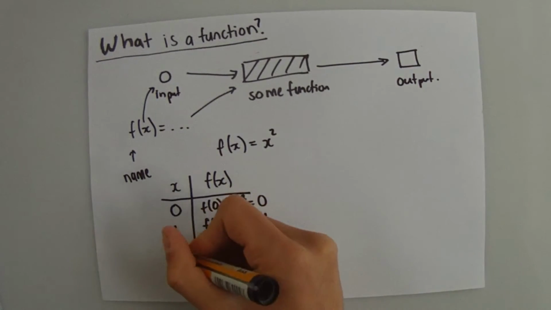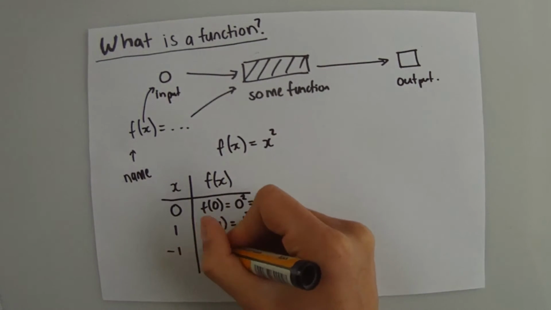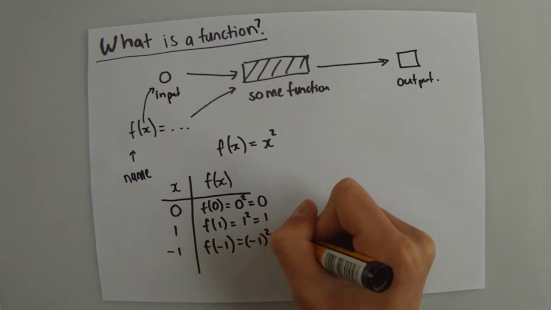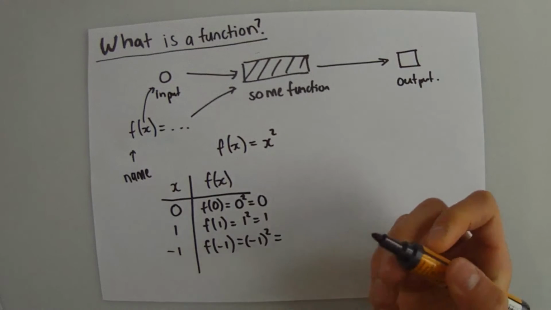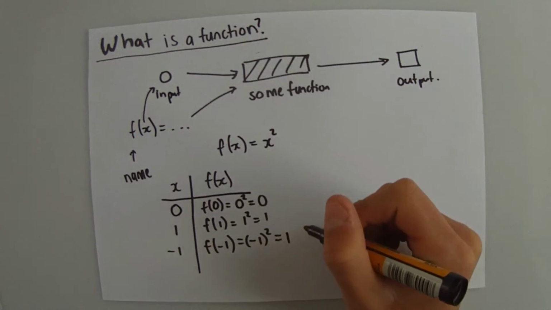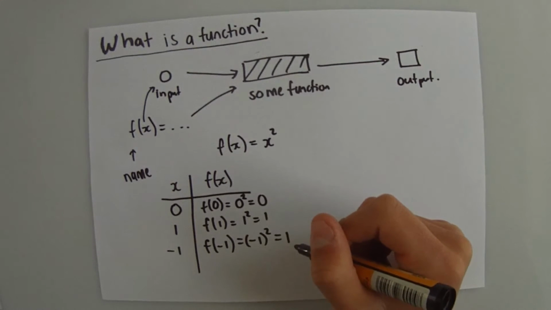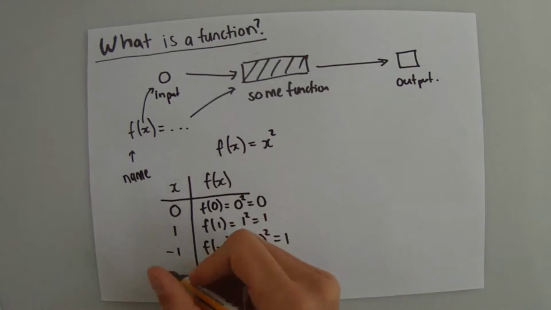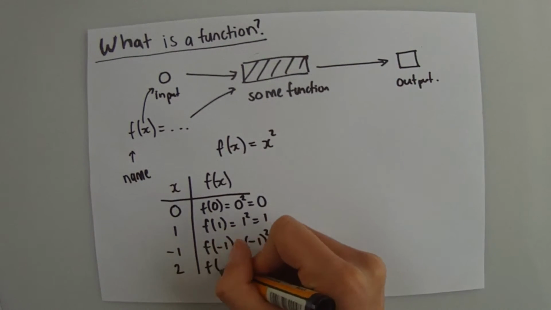We can also take negatives, negative 1. Negative 1 squared, but because the negative is being squared, it's negative 1 times negative 1, which just goes to 1. We can take other values as well, for example 2.